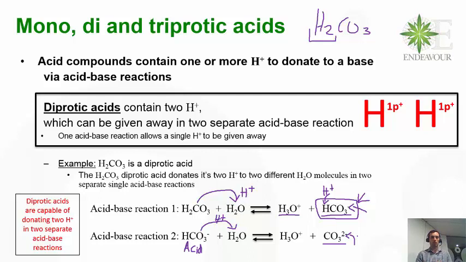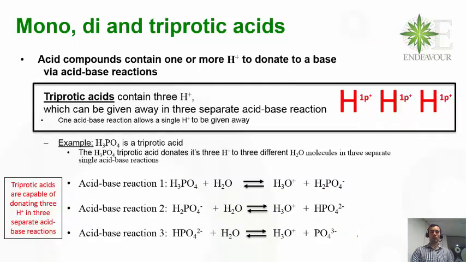The takeaway message from this slide is that diprotic acids have two H+ that can be given away in an acid-base reaction, but each reaction only gives away one H+. So we need two separate acid-base reactions to allow H2CO3 to give away both of its H+. And there is a third type of these acids: triprotic acids. Tri meaning three, these have three H+ that they can possibly give away.